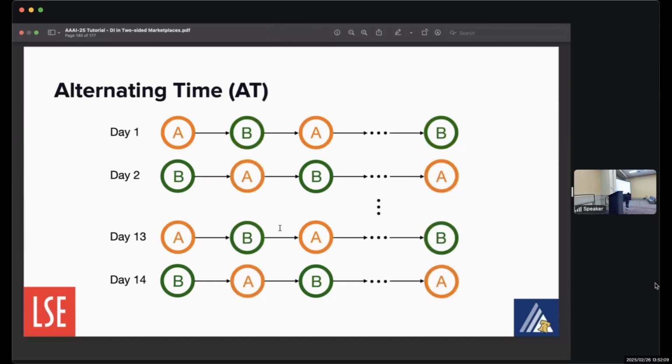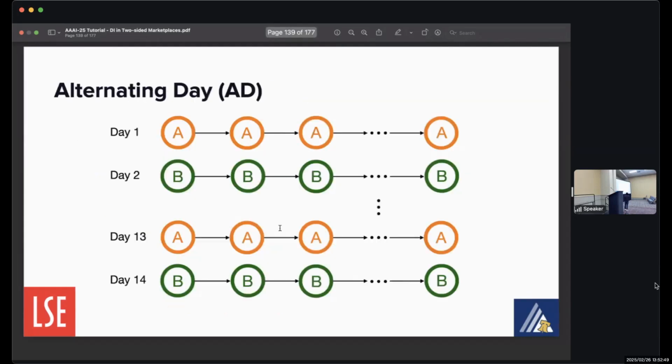Now, the second design is very similar to the first design, but it corresponds to the alternating time design. Similar to AD, it also switches the two policies back and forth. But the difference lies in that it switches the two policies in a much more frequent manner. Instead of switching those policies on a daily basis, here we switch the two policies every 30 minutes or every 1 hour. Okay? So the major difference is that the switches are conducted more frequently.